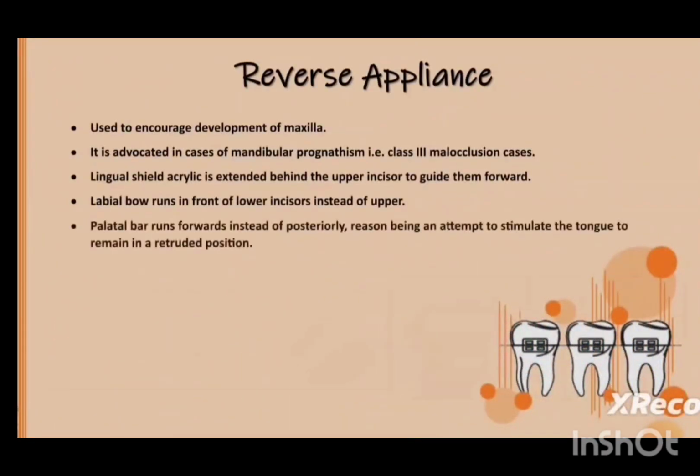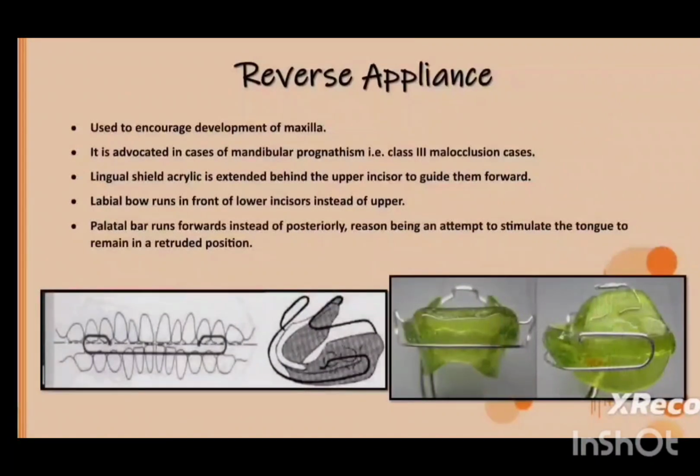Now talking about the reverse appliance, it is used to encourage the development of the maxilla. It is advocated in cases of mandibular prognathism, that is class 3 malocclusion cases. The lingual shield acrylic is extended behind the upper incisors to guide them forward. The labial bow runs in front of the lower incisors instead of upper to restrict their proclination, and the palatal bar runs forward instead of posteriorly. The reason being an attempt to stimulate the tongue to remain in a retruded position. Yet again we talk about the palatal bar. Very, very important.